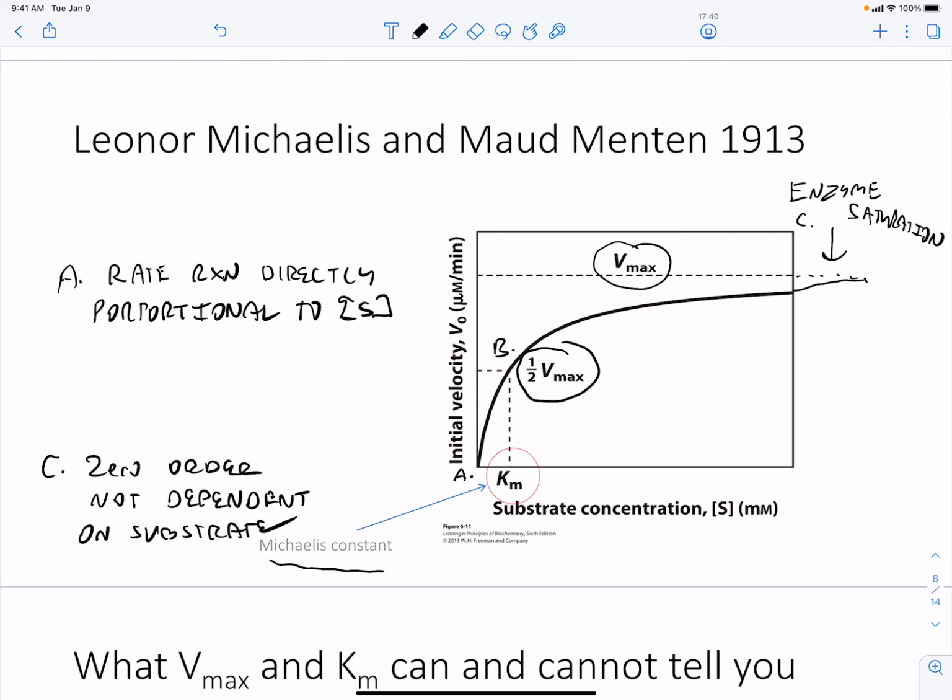And so, of course, A was a first order, and then all the stuff in between is a combination. And so they get a little bit harder to explain mathematically very easily.